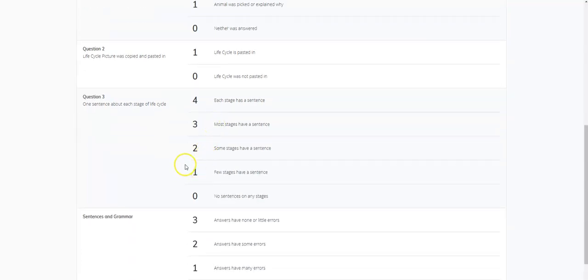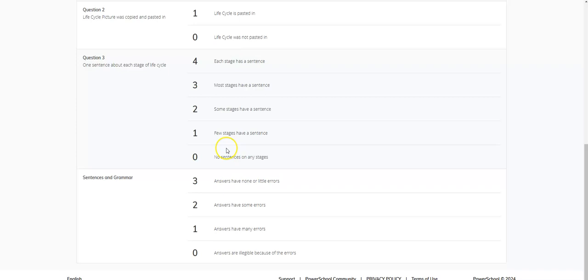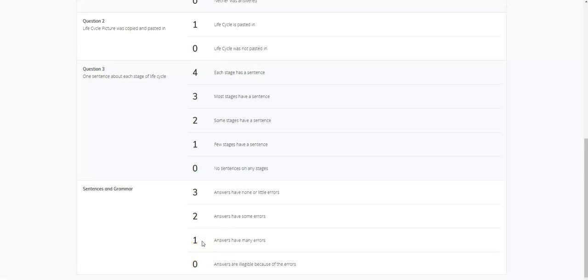Question 3, since it has 4 sentences, it's worth 4 points. So each stage has 1 sentence. Most stages have a sentence, some stages have a sentence for 2 points. Few stages have a sentence, or you didn't do it, then 0 points. And then sentences and grammar. So I'm not going to take off points for spelling, as long as I can understand it. So you have little or no errors would be 3. You have a couple errors, I'll give you 2 points. You have a lot of errors, I'll give you 1. And if I can't understand what I'm supposed to be reading there, that gets you a 0.